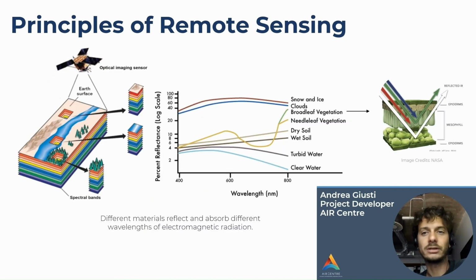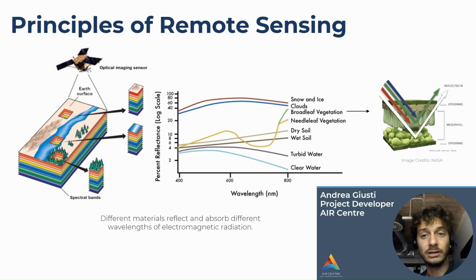Now, what is interesting here is that not all materials reflect the light in the same way. And this is very important because it allows us to identify what we are looking at from space. So take a look at the graph here in the middle. What you're seeing is something called a spectral signature. And you can think of it as a fingerprint for different materials based on the light that they reflect.